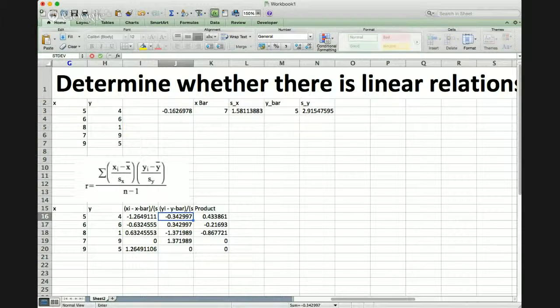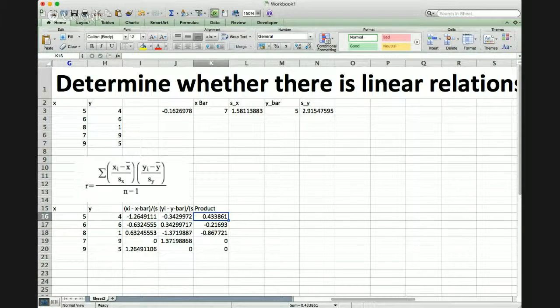Then I need the y bar minus. So for each of the y's, let's calculate the thing: take the specific y, subtract the y bar from it, and divide that by the standard deviation. Now again, I'm just going to put the $ sign because I'm going to drag these formulas and I don't want it to increment when I drag. So that's that. I'll just drag it.